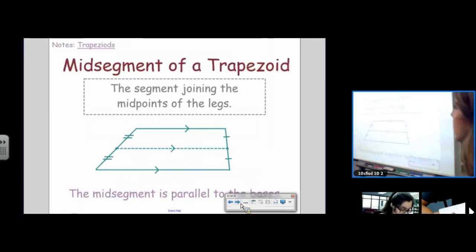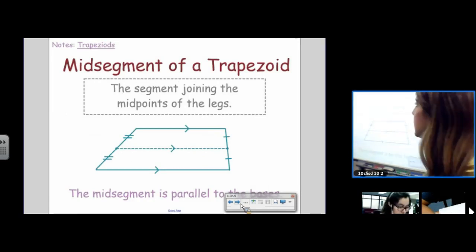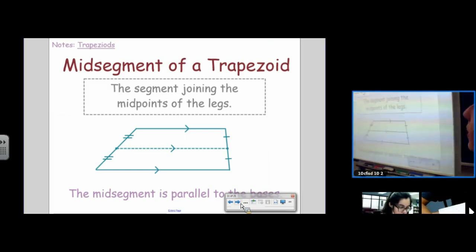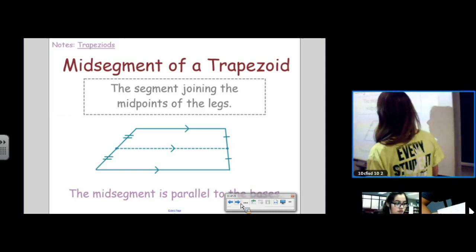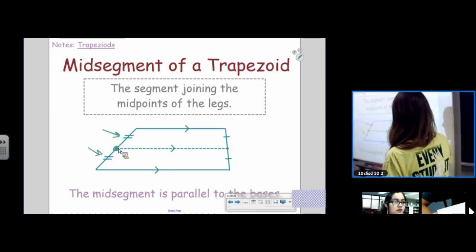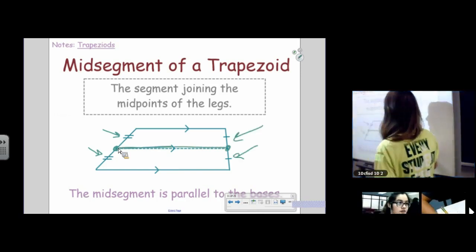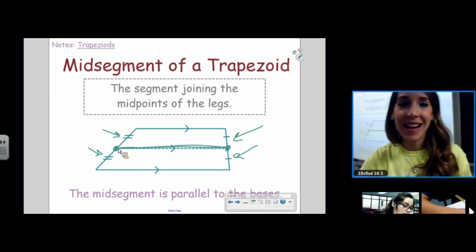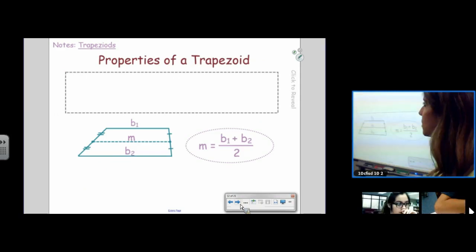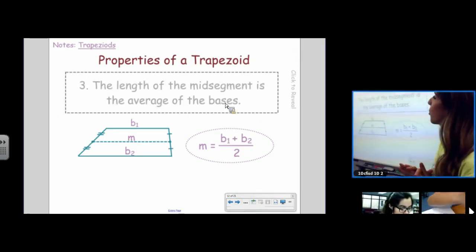Next property. We need to define what a midsegment is. Go ahead and draw a midsegment on your trapezoid. The midsegment, you've heard this word before in a different unit. The midsegment simply connects a midpoint, see the tick marks, to a midpoint. Midsegment, midpoint to midpoint. You don't necessarily need to write down the definition of a midsegment, just know what it is.